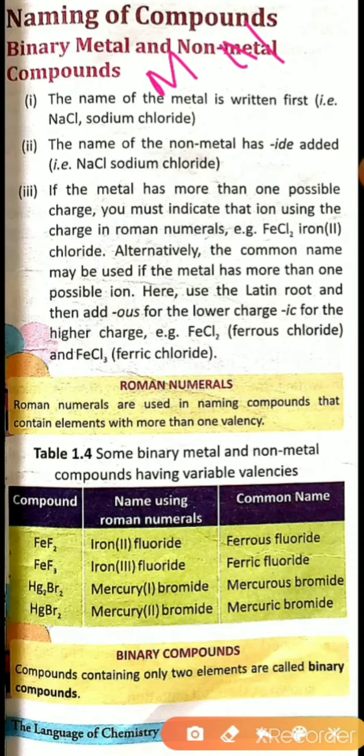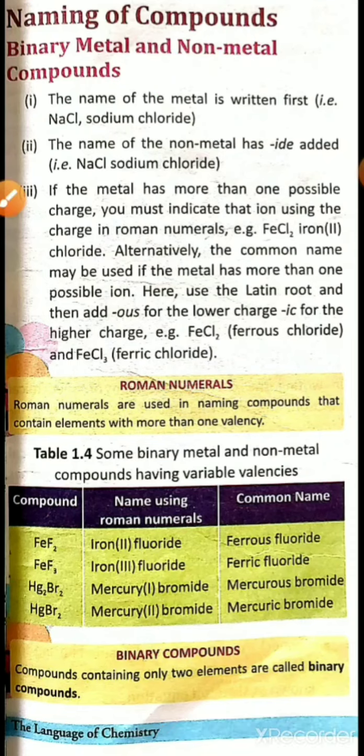So, for chlorine, a suffix is added, that is IDE. For the non-metal, or you can say for the last term, IDE will be added. Then if the metal has more than one possible charge, you must indicate that ion using the charge in Roman numerals. Example, FeCl2, iron 2 chloride.